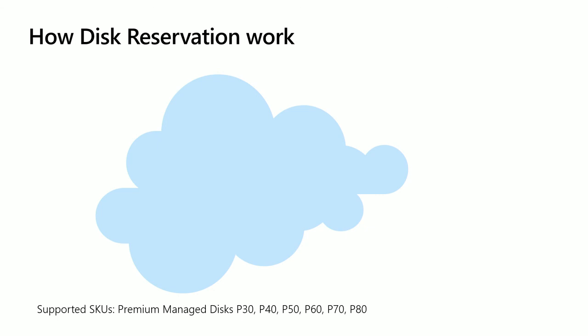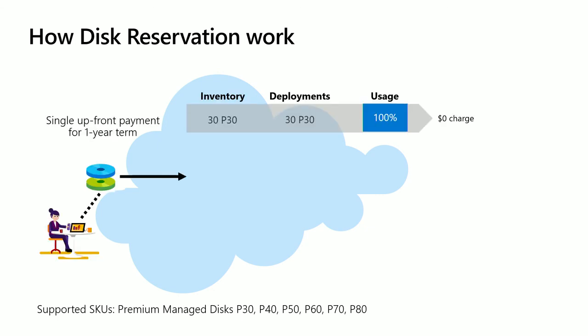I'm going to take you through a few examples and show you how this reservation works. Let's say you have signed up for a single upfront payment for a 1-year term. All the disks you have reserved will be shown in the inventory column. So you purchase 30 P30 disks, and you deploy 30 P30 disks. That's 100% utilized, so you're not going to be charged for anything.